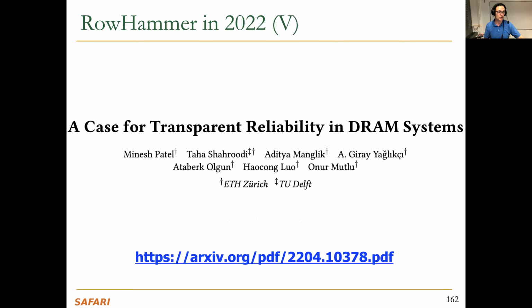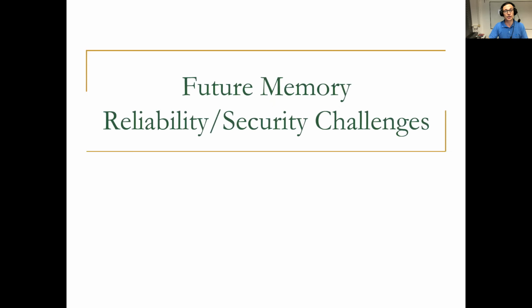And we have an upcoming position paper that talks about being more transparent about reliability characteristics in DRAM systems, such that the memory controller and the DRAM chips can cooperate better to solve issues like RowHammer, as well as retention, as well as latency issues. And I would recommend you take a look at that. We believe that better cooperation between the memory controller and memory can actually solve a lot of these scaling issues much more easily. But this needs to be, of course, discussed across the industry in an open manner, let's say. So there's more to come, I believe.